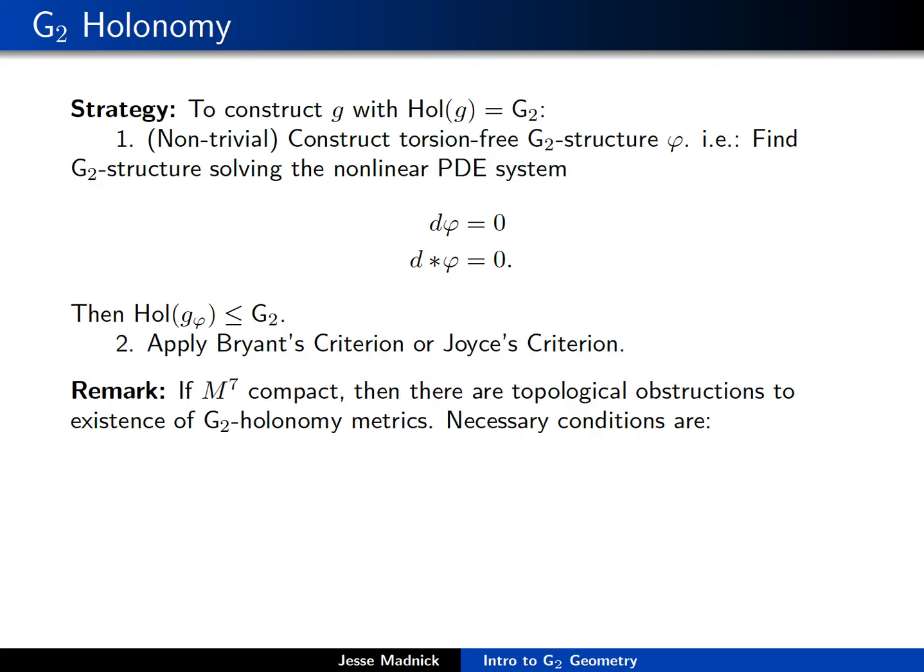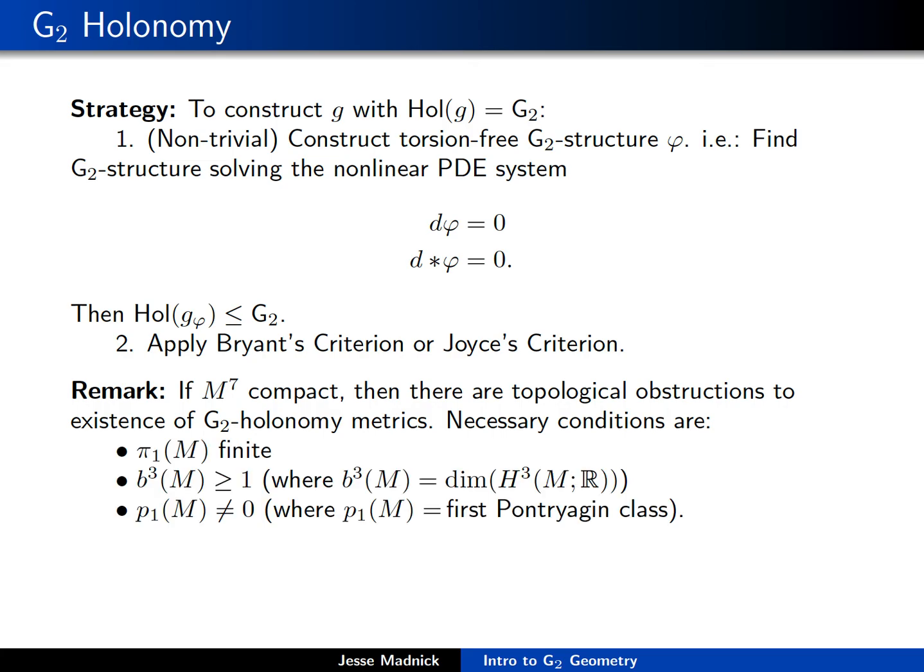Something I could have said earlier is that in the compact case, several topological obstructions are known to the existence of G2 holonomy metrics. For example, as mentioned on the previous slide, the fundamental group has to be finite. The third Betti number has to be at least 1, meaning it can't be 0. And the first Pontryagin class has to be non-zero.